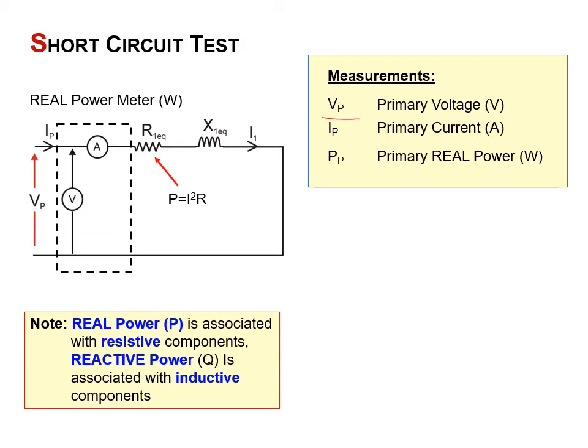And I can measure in the short circuit test the voltage of the primary, the current Ip, which is equal to I1, and the real power. And again, the real power is associated with this, and the reactive power is associated with this.